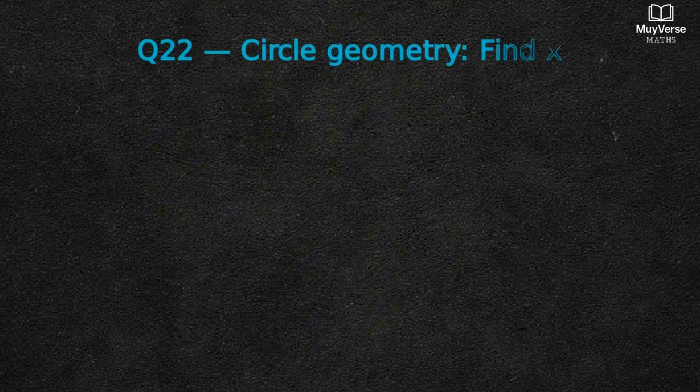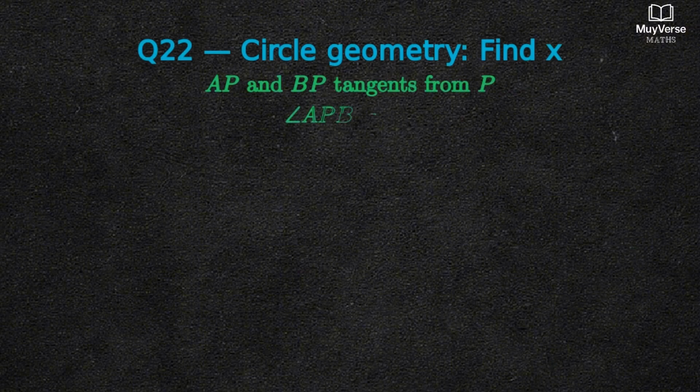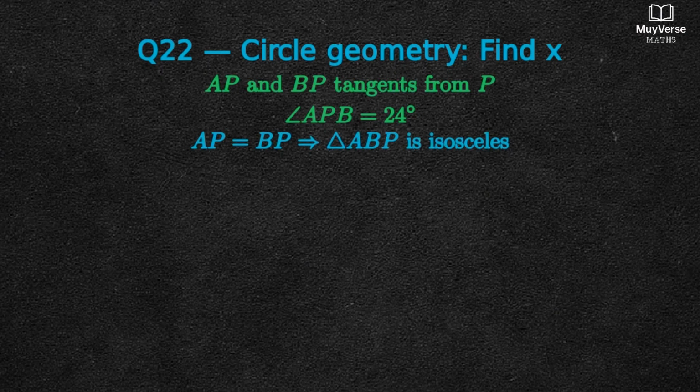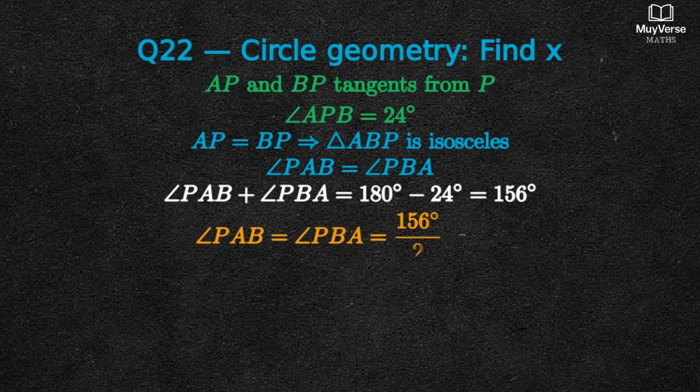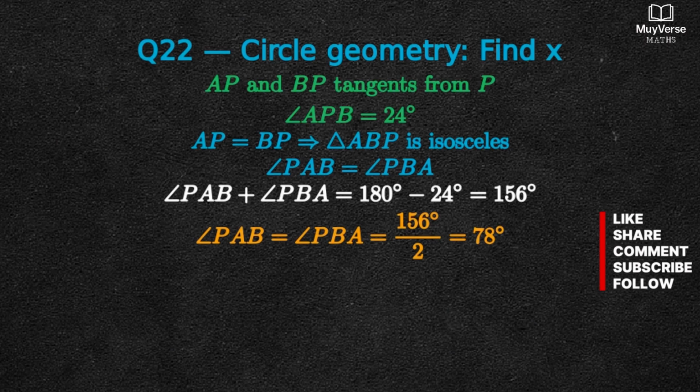Question 22. Find the size of angle x. We are told AP and BP are tangents from the same external point P. The angle at P between the tangents is 24 degrees. Because tangents from the same external point have equal lengths, AP equals BP, so triangle ABP is isosceles. Therefore, the base angles at A and at B are equal. Sum of angles in a triangle is 180 degrees, so the two equal base angles add to 180 minus 24, which is 156 degrees. Each base angle is 156 divided by 2, which is 78 degrees.